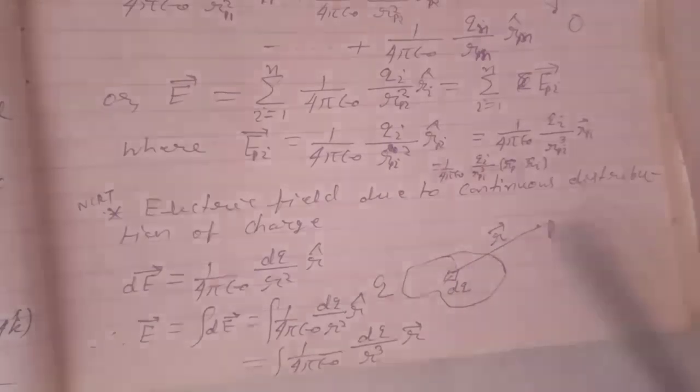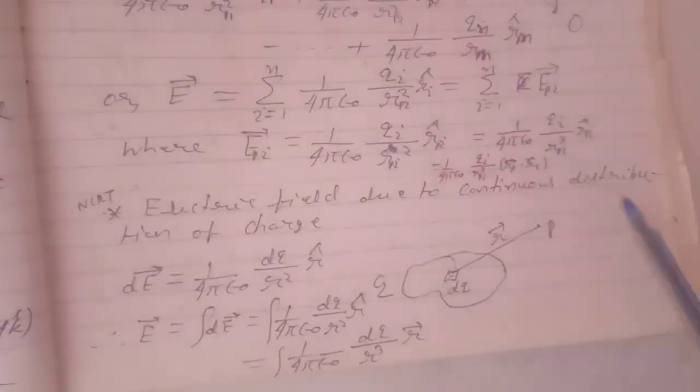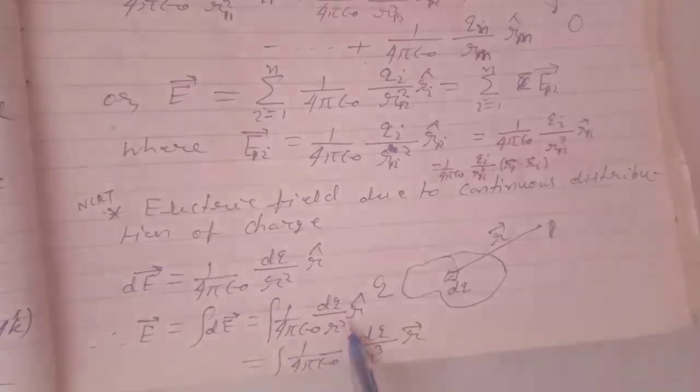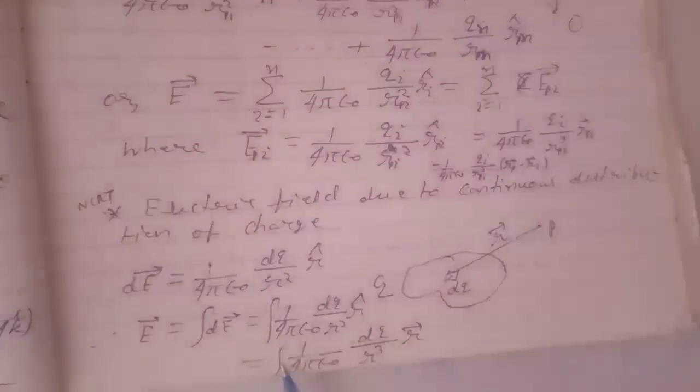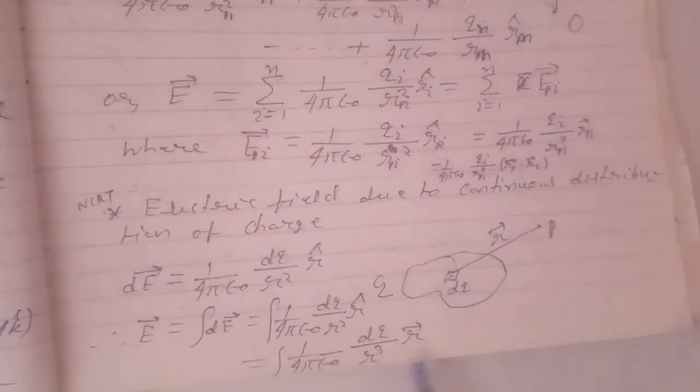This r cap is the unit vector showing this direction. So E vector equals the integration of dE vector, 1 by 4 pi epsilon naught, dq by r square into r cap, or it can also be written as E vector equals 1 by 4 pi epsilon naught, dq by r cube into r vector.